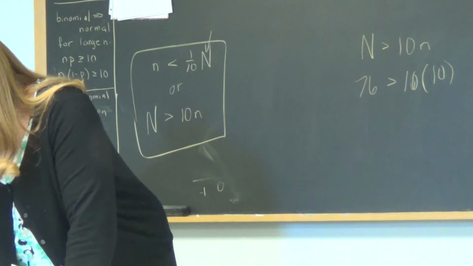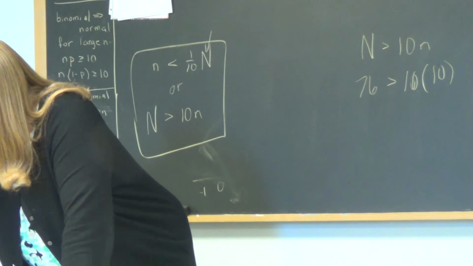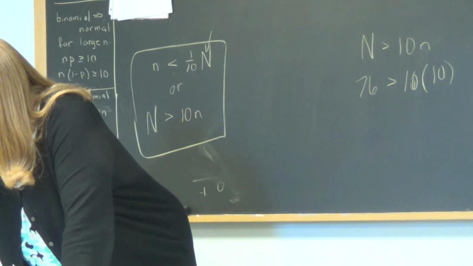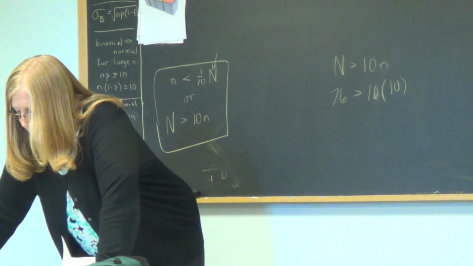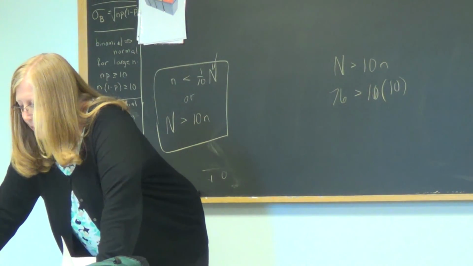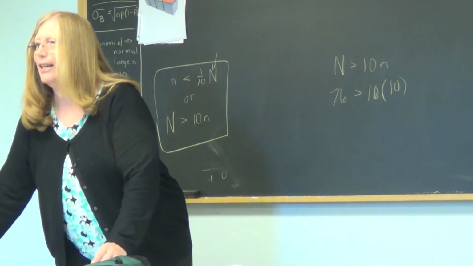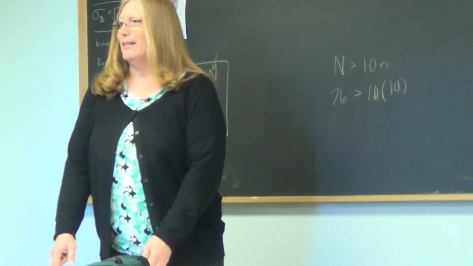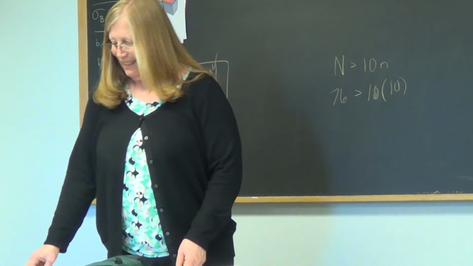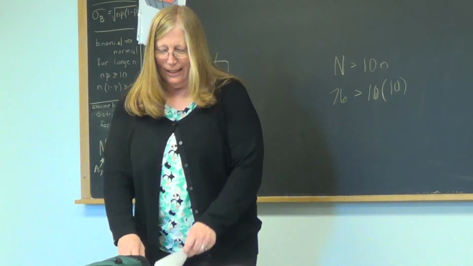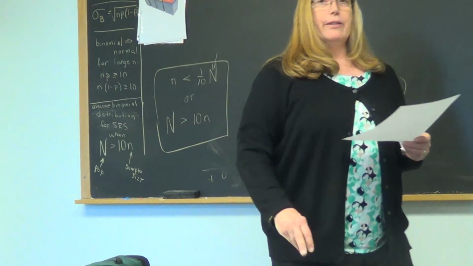Let me see what the book got. We cannot use the binomial distribution here because the sample size 10 is more than 10% of the population 76. So that's all you had to do on that one. They gave you all that information, but that's all you had to do. All right, that was 87. Are there questions on the other ones from that?